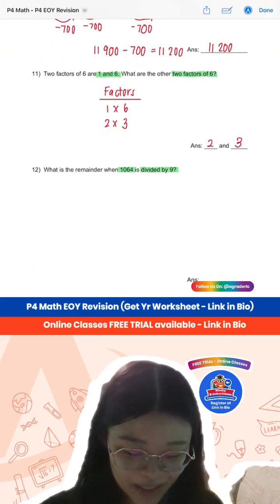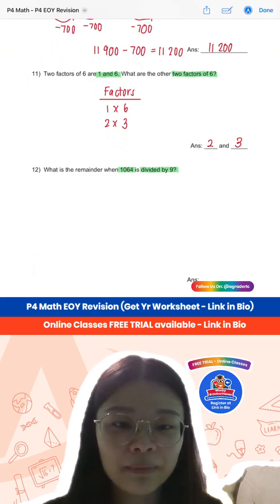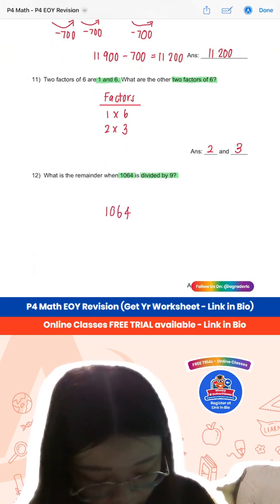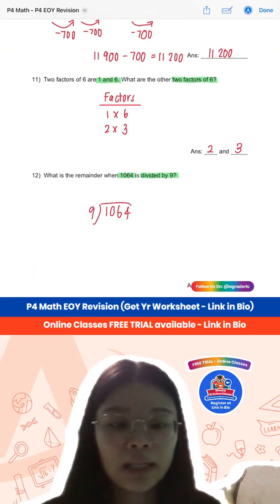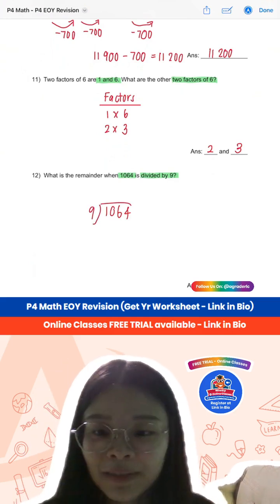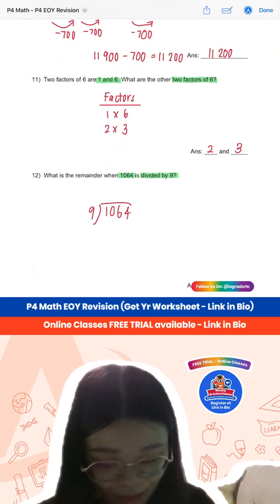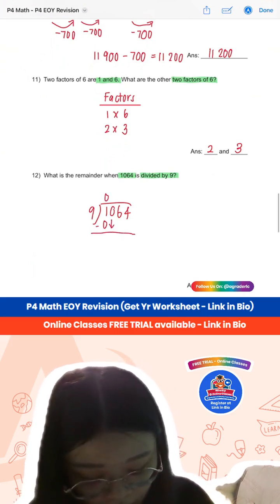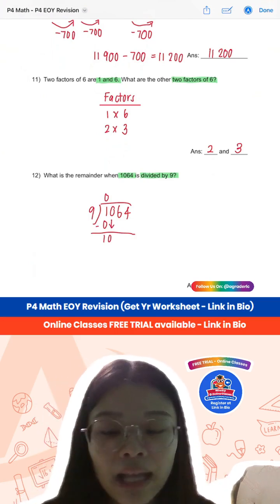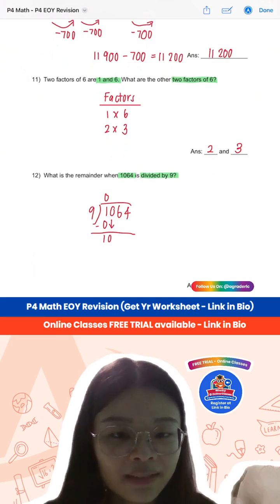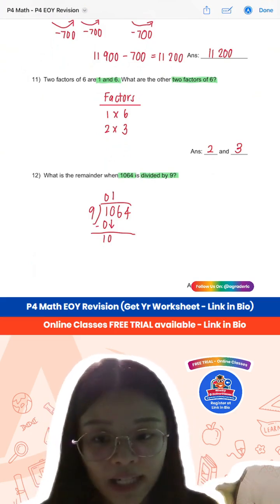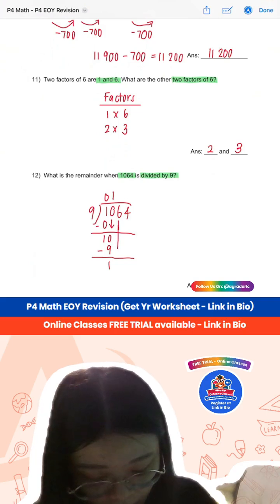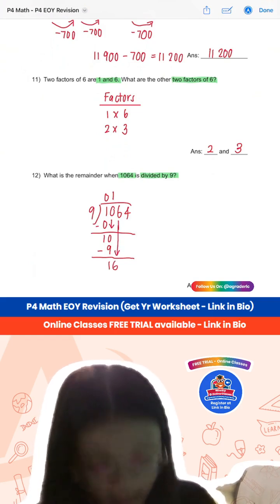Okay, so here, 1064 divided by 9. So let's write it out. Oops, let me use red. Okay, 1064 divided by 9. Our first number, 1, cannot be divided, so it's just 0. Then we bring down, and we are left with 10. How many 9s can fit in 10? There is 1 nine that can fit in 10. So the answer is 1. We subtract 9, we are left with 1. And then we bring down the 6. Now we have 16.